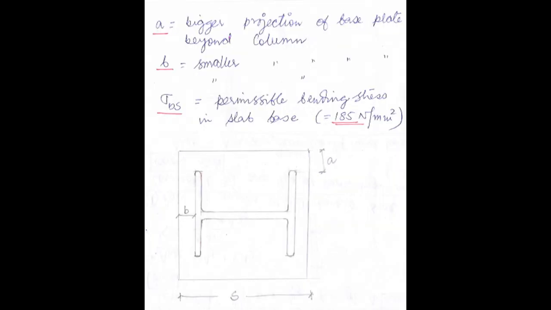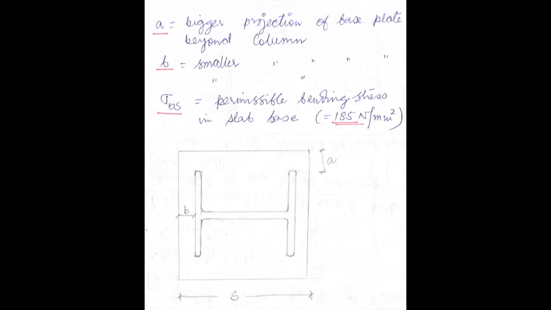Now what is A and B? Let us look over here. So here you can see in the diagram I have drawn a square base plate of side S, and A is equal to the bigger projection of the base plate beyond the column, and B is the smaller projection of the base plate beyond the column.